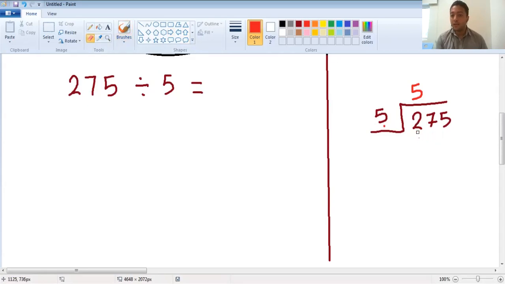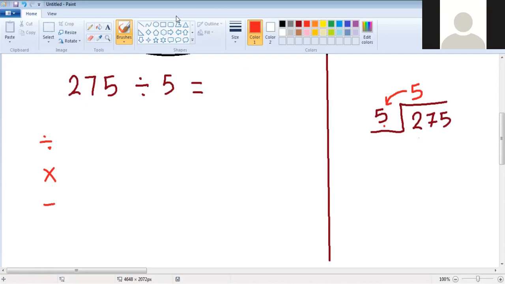And we need to do the next operation. We need to remember division, multiplication, then subtraction. We already did division, then do multiplication. What is 5 times 5? 5 multiplied by 5 is 25. What is the next operation? Minus. So 27 minus 25. 27 minus 25 is 2. That's it.